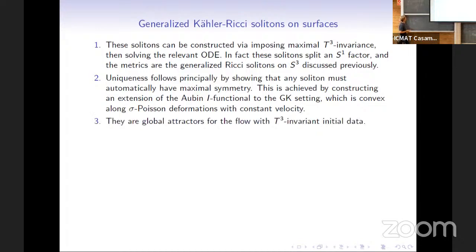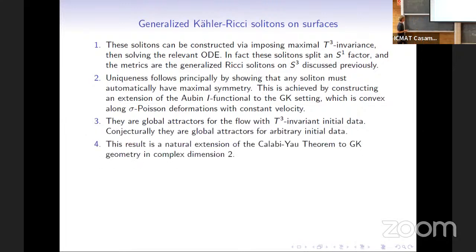Another remark is that they are global attractors for the flow starting with invariant data. What I mean by that is you start with a metric with T3 invariant initial data. The solution exists for all time, and it will converge to this soliton in the appropriate sense. And of course, it should be true for arbitrary initial data, but that's probably hard to prove.